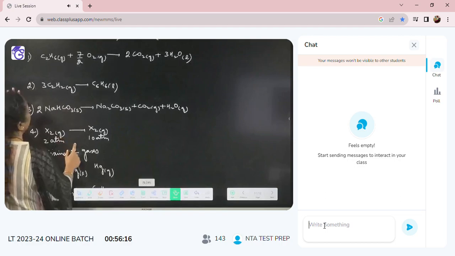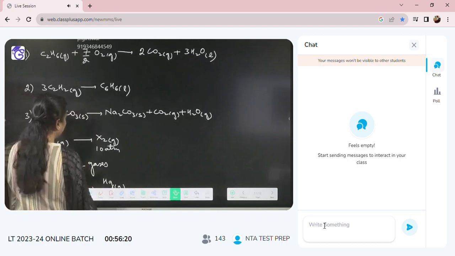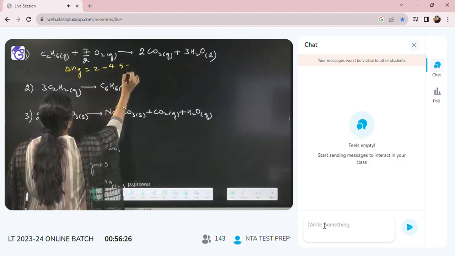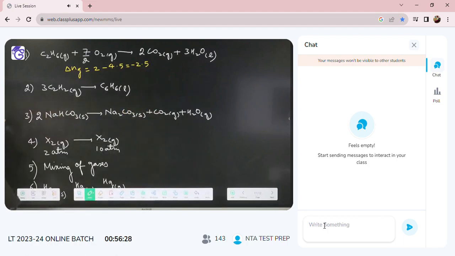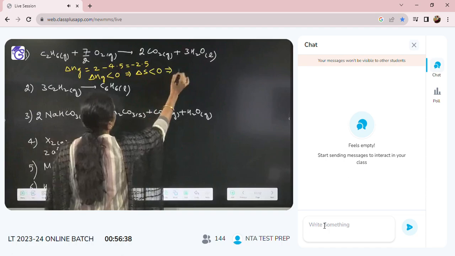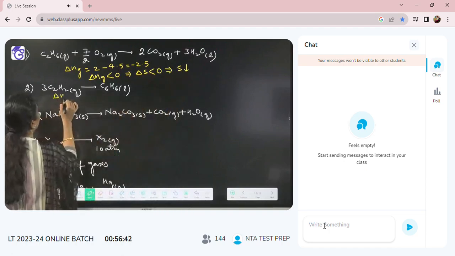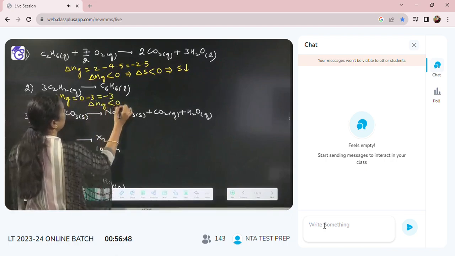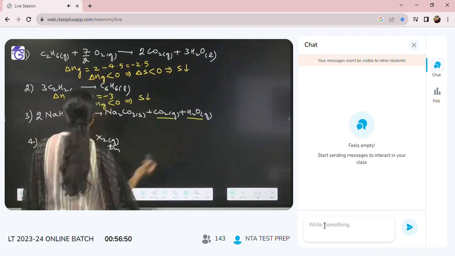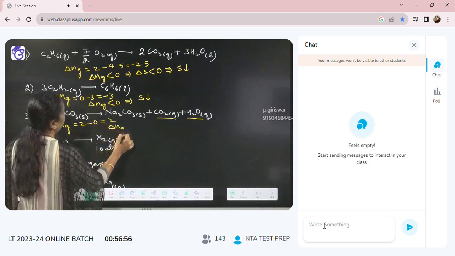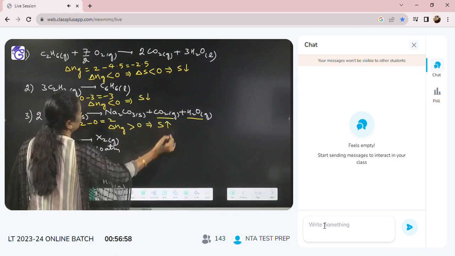Now here for the first case, delta Ng, are you able to see it is decreasing? Because delta Ng is 2 minus 4.5, it is becoming minus 2.5. So delta Ng is lesser than 0. That means delta S is lesser than 0 and entropy is decreasing. Here also delta Ng is negative, so delta Ng is less than 0. That means entropy is decreasing. Here gaseous moles are increasing, so delta Ng is 2 minus 0, which is 2. So delta Ng is greater than 0. That means entropy is increasing.